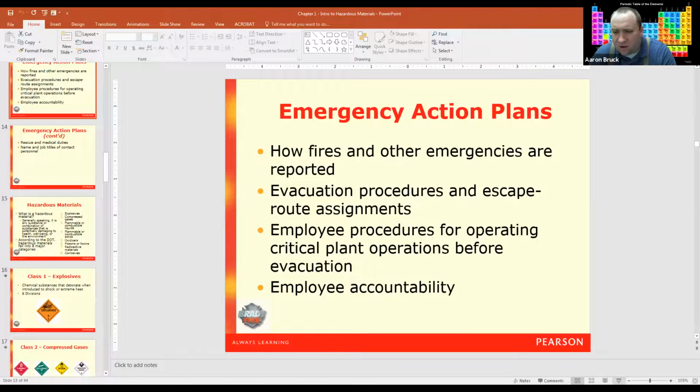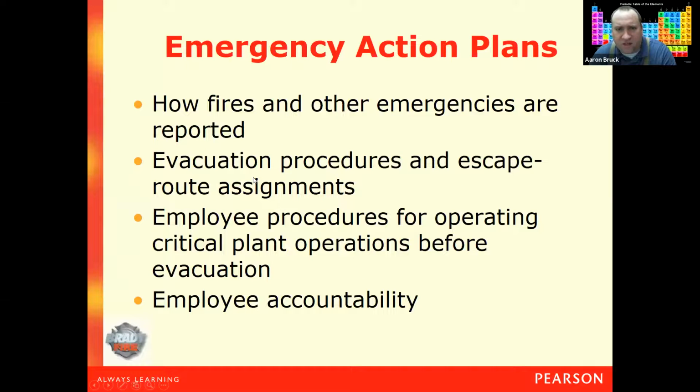Let's look at some other things as we move off of safety data sheets. Emergency action plans. Most buildings, most campuses, most workplaces have what is called an emergency action plan for a couple of purposes. One, it tells employees and employers how to deal with fires and other emergencies, how to report them properly. It also provides evacuation procedures and escape route assignments.